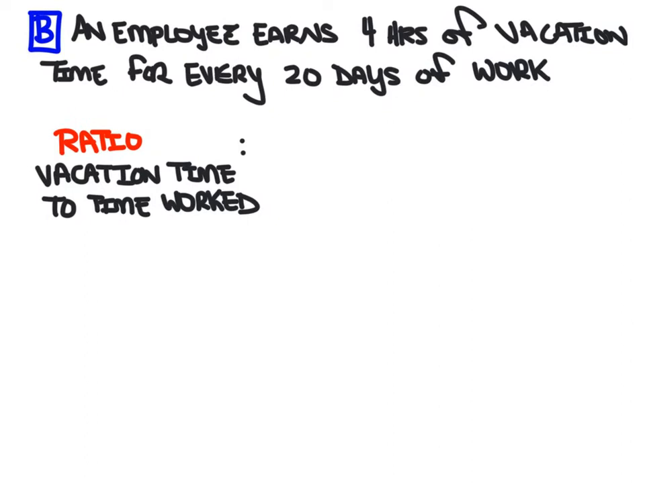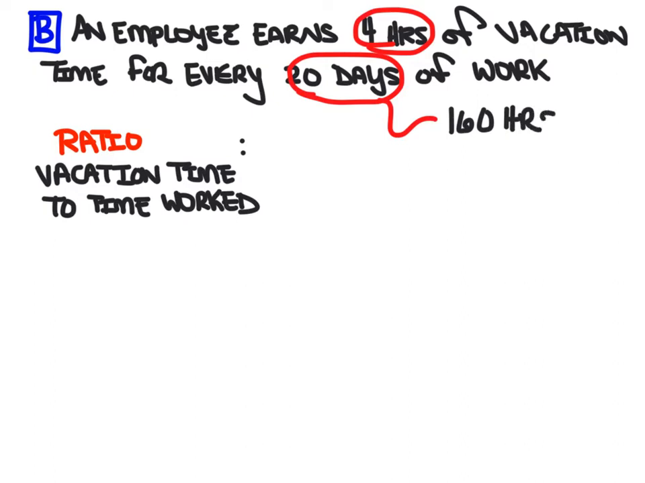So part B, an employee earns 4 hours of vacation time for every 20 days of work. Well, we want the ratio of vacation time to time worked. Now when you're dealing in units as specific as time like this, you want to make sure that your units of vacation time are the same as the units of the days that you work. So I have hours and days here. So what I'm going to do is convert days to hours. Now, generally we have 8-hour work days. So I'm going to multiply 20 by 8. So 20 days of work is really 160 hours of work. All right, so we're going to convert that first.